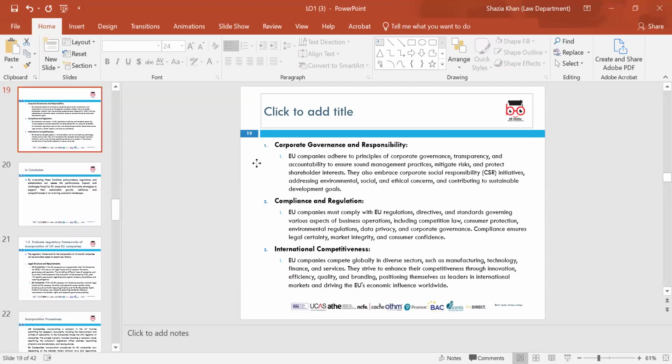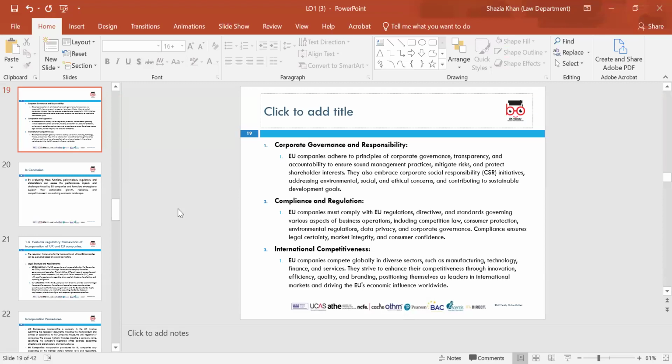Another function is corporate governance and responsibility. So here, EU companies adhere to principles of corporate governance, transparency, and accountability to ensure sound management practices, mitigate risks, and protect shareholder interests. They also embrace corporate social responsibility initiatives addressing environmental, social, and ethical concerns and contributing to sustainable development goals.